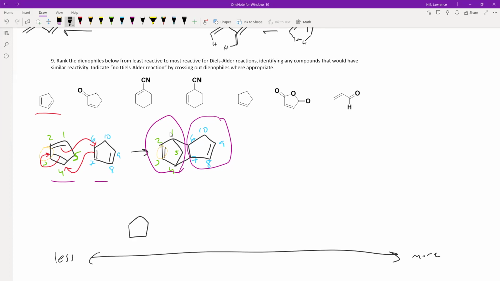Less reactive side would be this, roughly equivalent to any other regular alkene with no electron withdrawing groups.